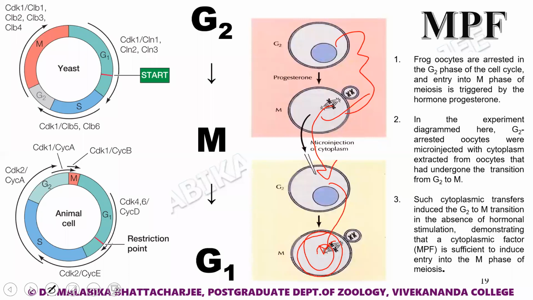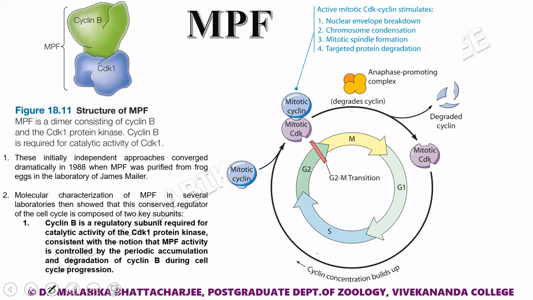Since the entry of oocytes into meiosis is frequently referred to as oocyte maturation, this cytoplasmic factor was then called maturation promoting factor. I'm not getting into the details of the next two experiments which further elucidated the importance of MPF. Let us see what this maturation promoting factor actually is. When it was studied in detail, it was seen that it was a partner complex. The partner complex consisted of a dimer of cyclin B, which was the regulatory subunit, and the enzyme CDK1, which was the catalytic subunit.